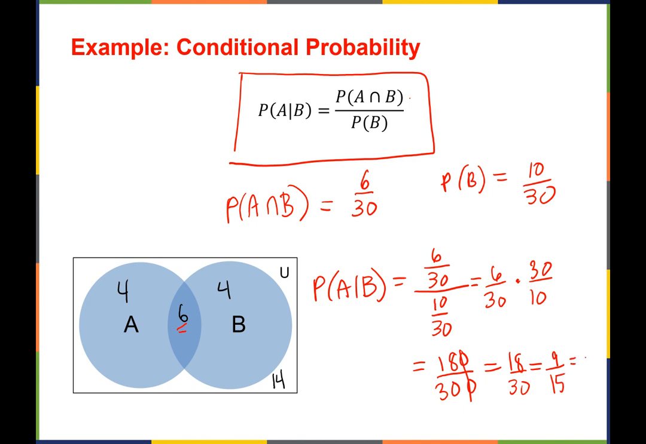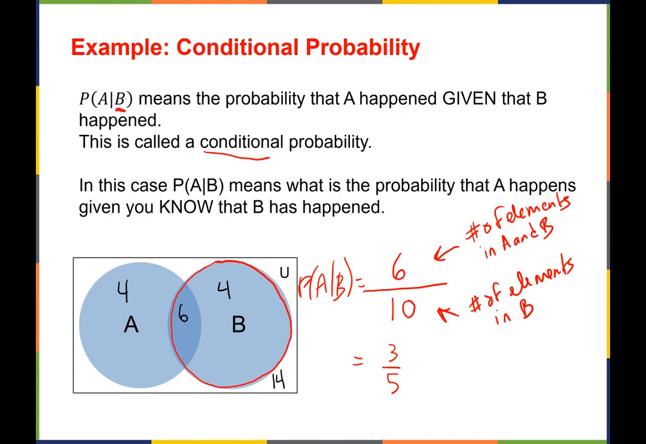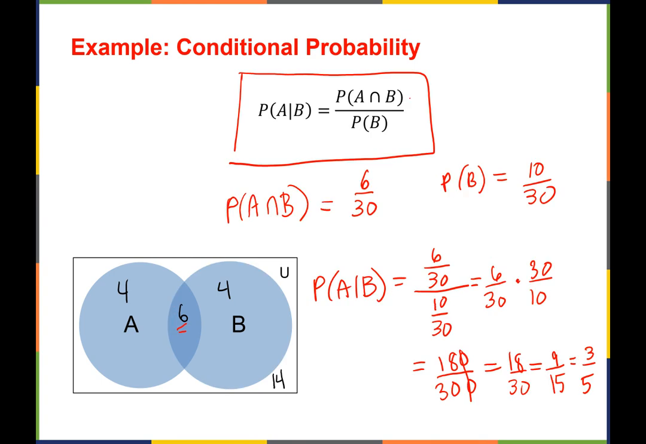I guess 6 went into both of them too. 3 goes into both of those. 3 out of 5, which is exactly what we got last time, right? 6 out of 10, 3 out of 5, when we just reasoned through it. So both of those ways are good ways to compute conditional probability. All right, I'm going to do one more example problem before I end this video. I know it's been a long one.